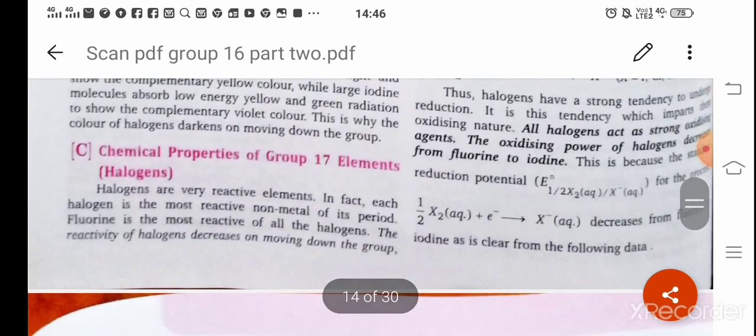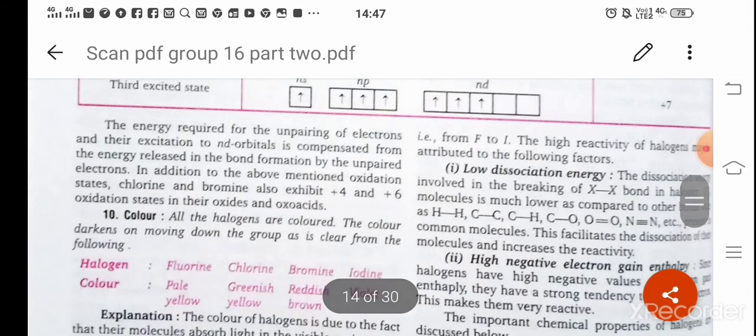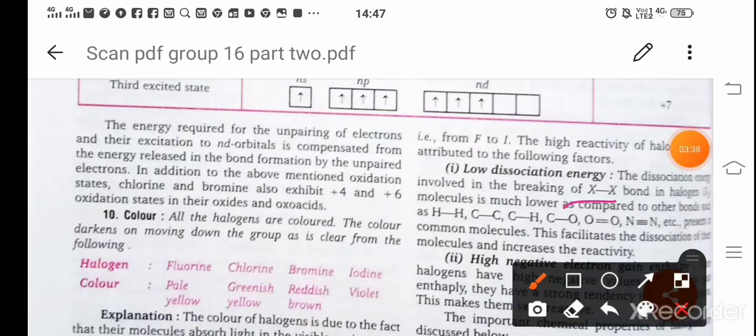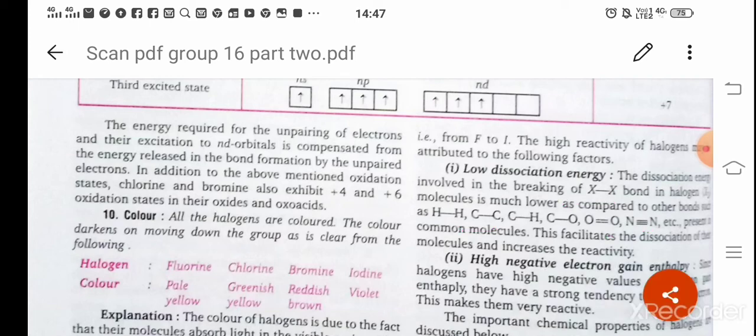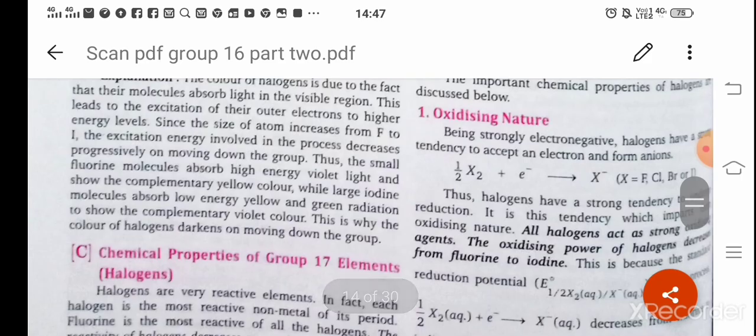Now, the chemical properties of group 17 depend upon the low dissociation energy. The halogens have very low dissociation energy of the X-X bond because of the high electronegativity in comparison to hydrogen, carbon, oxygen, and nitrogen. They have low dissociation enthalpy because of higher interelectronic repulsion, and high electron gain enthalpy easily makes them attract an electron from another atom. They are oxidizing in nature because of their low bond dissociation energy.